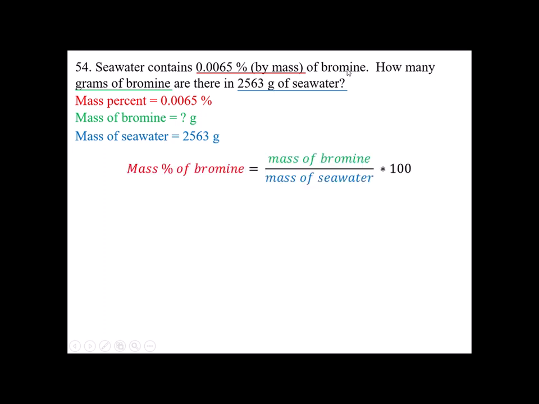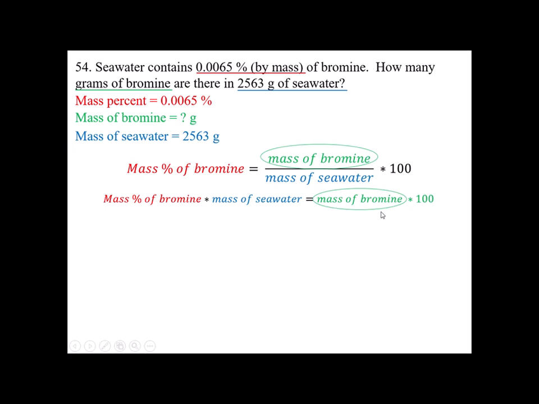So again, the formula is mass percent of bromine is equal to the mass of bromine over the mass of seawater times 100. I want to solve this for the mass of bromine, so that means I have to get this by itself. So the first thing I'm going to do is multiply both sides by the mass of seawater. When I do that, I get mass of seawater times mass percent of bromine is equal to the mass of bromine times 100. Still solving for the mass of bromine.